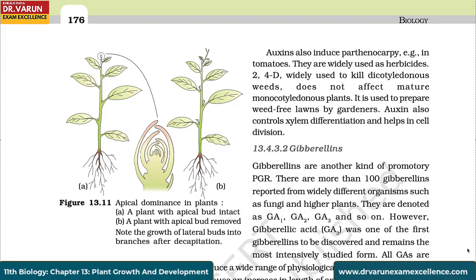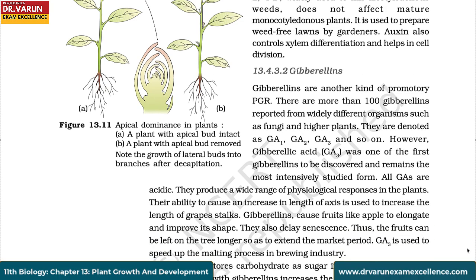Auxins also induce parthenocarpy, for example in tomatoes. They are widely used as herbicides. 2,4-D, widely used to kill dicotyledonous weeds, does not affect mature monocotyledonous plants. It is used to prepare weed-free lawns by gardeners. Auxin also controls xylem differentiation and helps in cell division.